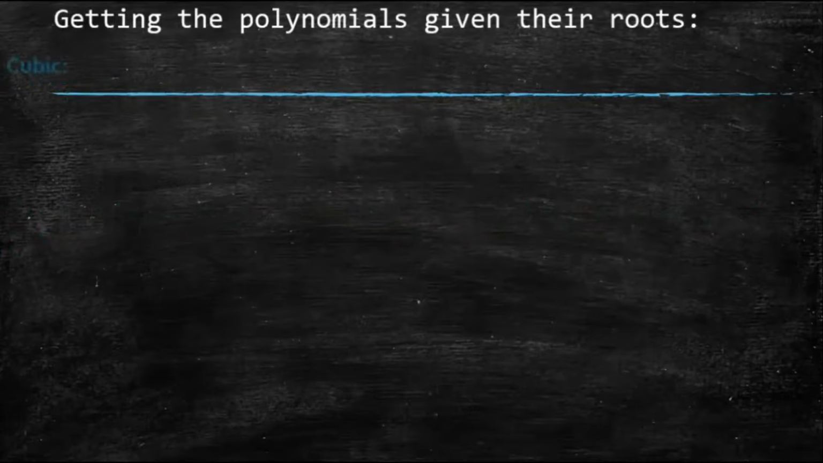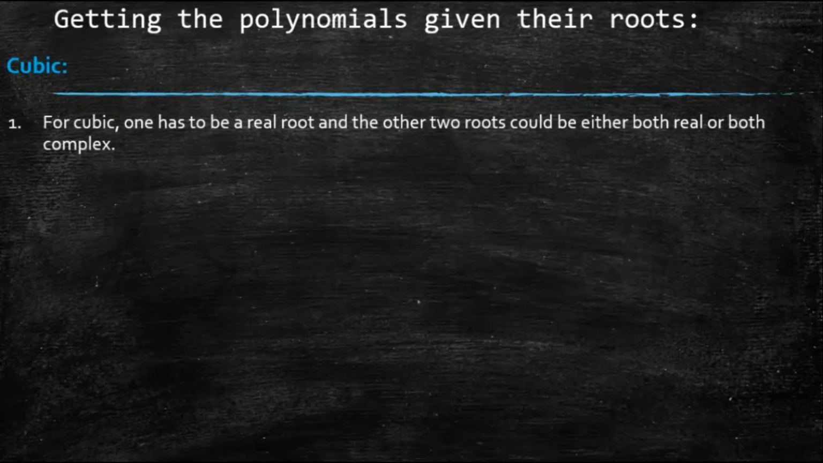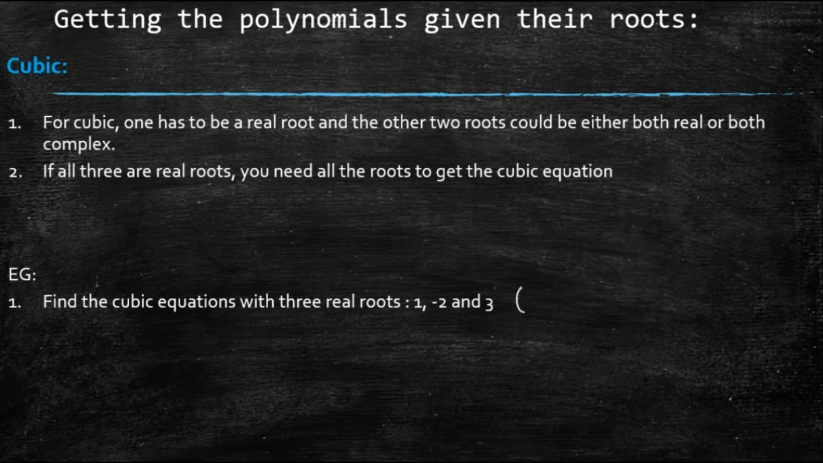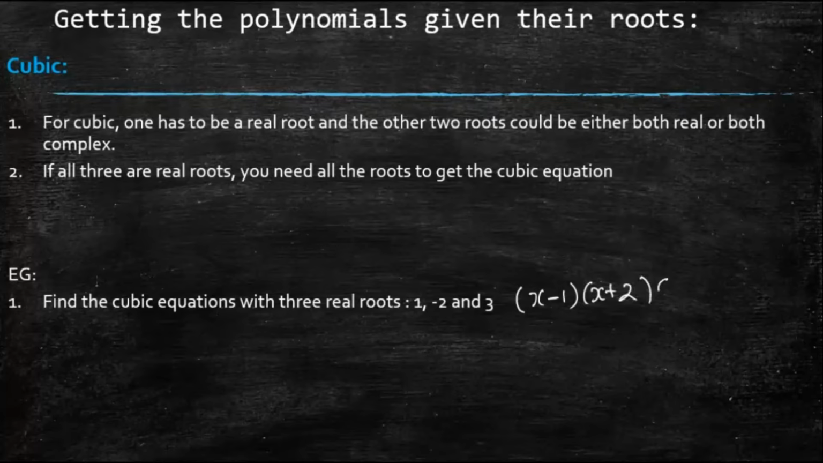Next, what if it's a cubic? You are supposed to find a cubic. So what are the characteristics of a cubic? A cubic can have one real root and two complex roots, or all three real roots. Okay. So if all three are real roots, you need to have all these three real roots in order to find them, like this: 1, minus 3, and minus 2 and 3. So your cubic would look like this. Right? And you can simplify this.